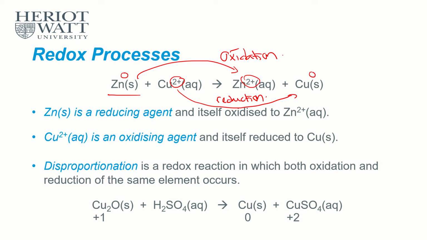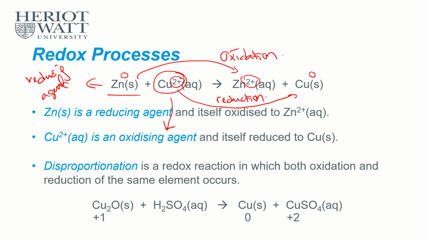All right, so which one is the oxidizing agent? Which one is the reducing agent? It is stated here. Very simple. Zinc undergoes oxidation. Therefore, zinc is a reducing agent, because it undergoes oxidation, which is the opposite. Now, copper 2 plus undergoes reduction, which means copper 2 plus is an oxidizing agent because it itself is reduced to copper solid. So this is how we identify redox reactions.